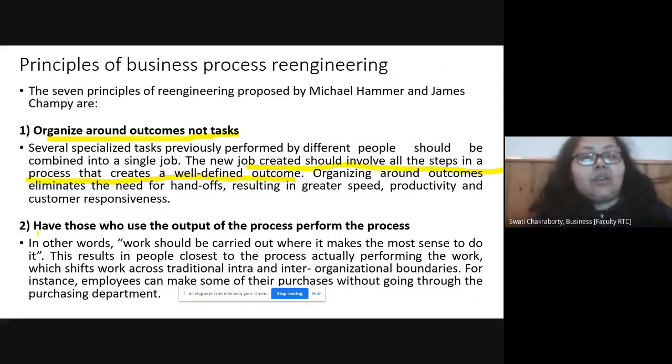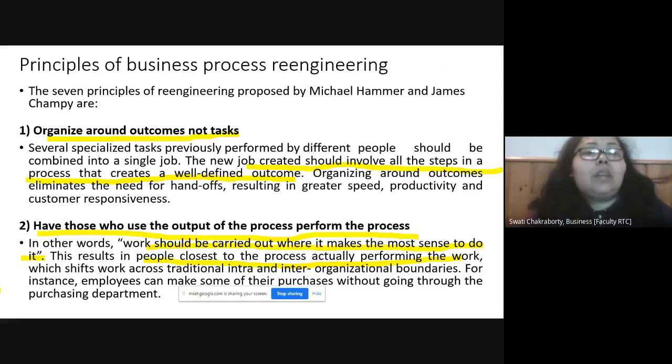Second, talks of having those who use the output of the process perform the process. What does that mean? That work should be carried out by people in a position, in a place where it makes most sense to do it. Or in other words, all those employees who are close to the process should be the ones actually doing the work. So what happens? You save time of shifting things from one place to another. That saves time.